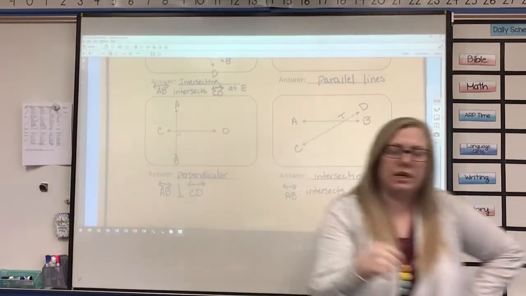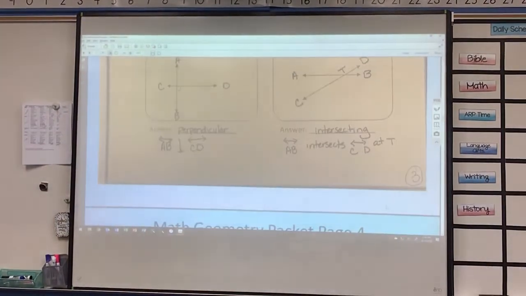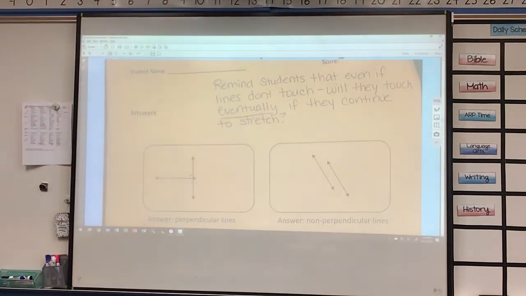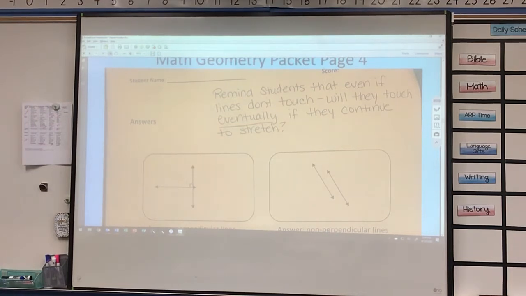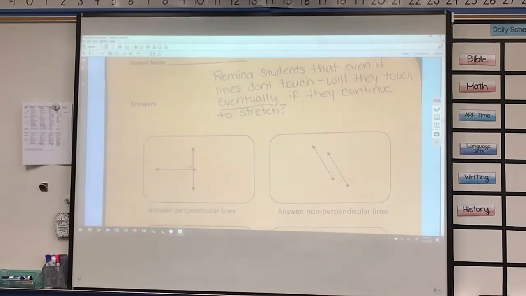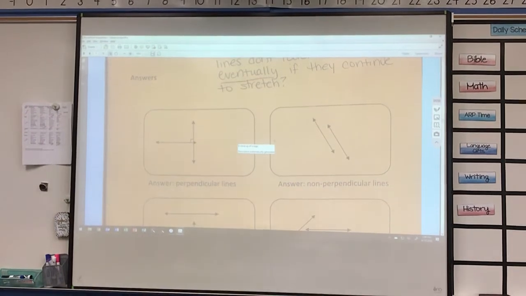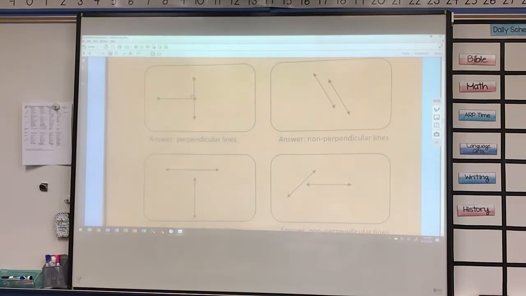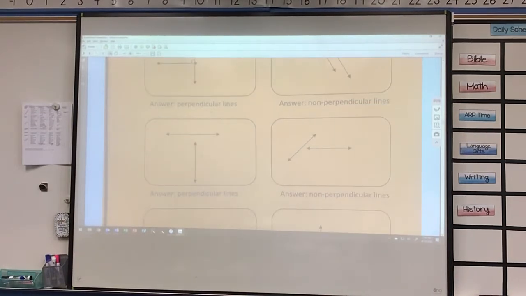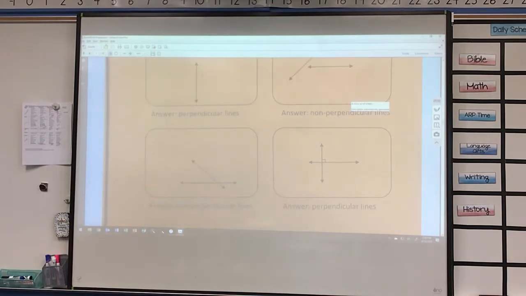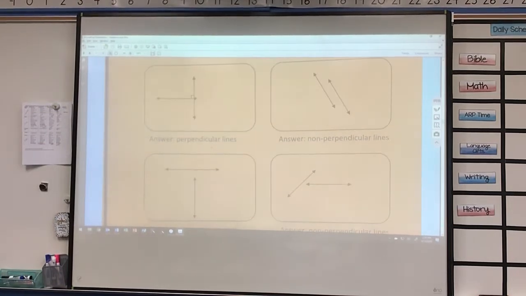Okay, going on to the next page that Miss Garcia would have assigned you, page 4. And here's a really good reminder that even if lines don't touch, will they touch eventually if they continue to stretch? If the lines continue to go, are they going to intersect? So here I have perpendicular lines. Here I have non-perpendicular lines. Here I have perpendicular lines. Here I have non-perpendicular lines. Here I have non-perpendicular lines, and then I have perpendicular lines.